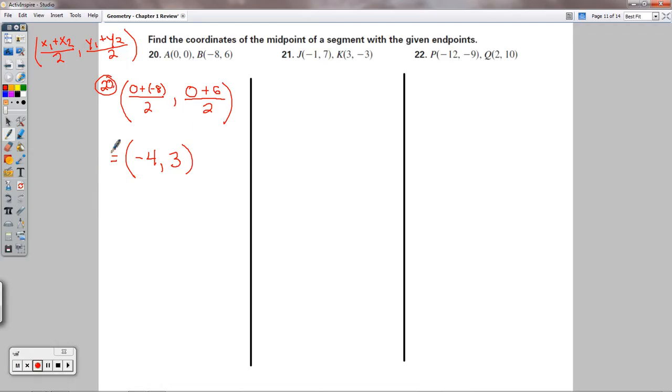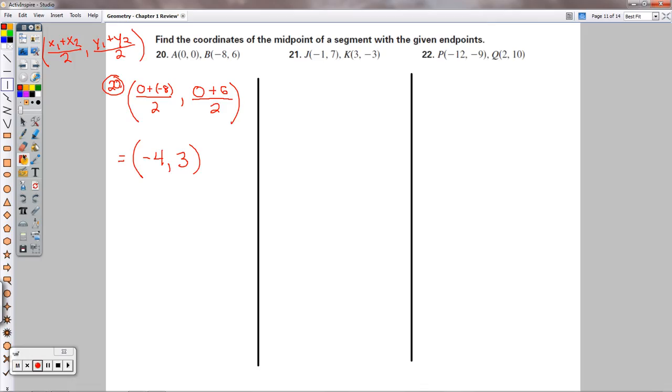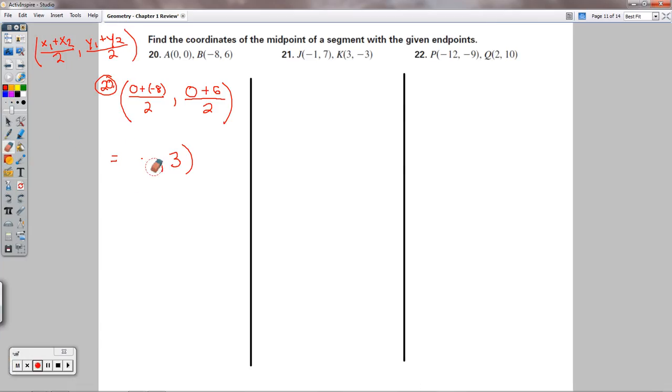If it helps you do that intermediate step, why don't I write that in here? Some of you might be wondering where that came from and didn't follow mentally what I was saying there. So this would be -8 over 2. This would be 6 over 2. So that equals -4. That equals 3. So that would be the midpoint.